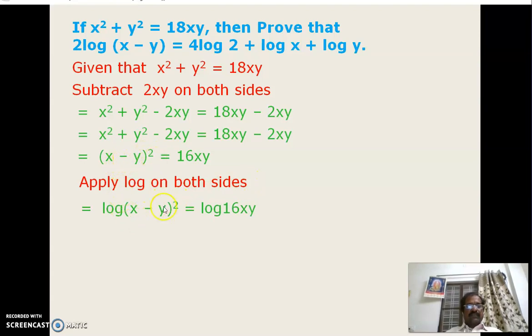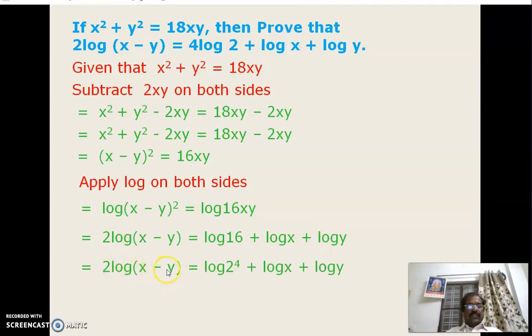Log of x minus y whole square is equal to log 16xy. Apply the third property of the logarithm: 2 log x minus y is equal to, by the first property of the logarithm, log 16 plus log x plus log y. 16 is written in exponent notation as 2 to the power of 4, plus log x plus log y. 2 log x minus y is equal to, by the third property, 4 comes to the front: 4 into log 2 plus log x plus log y. Hence proved.